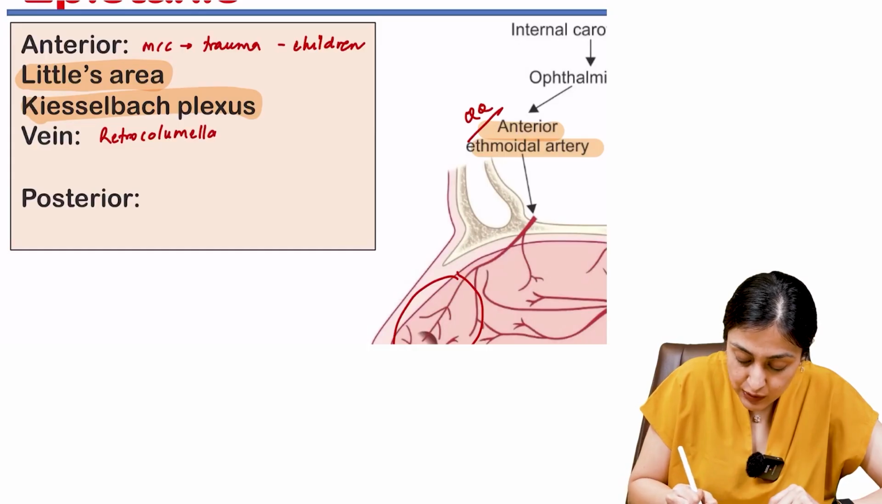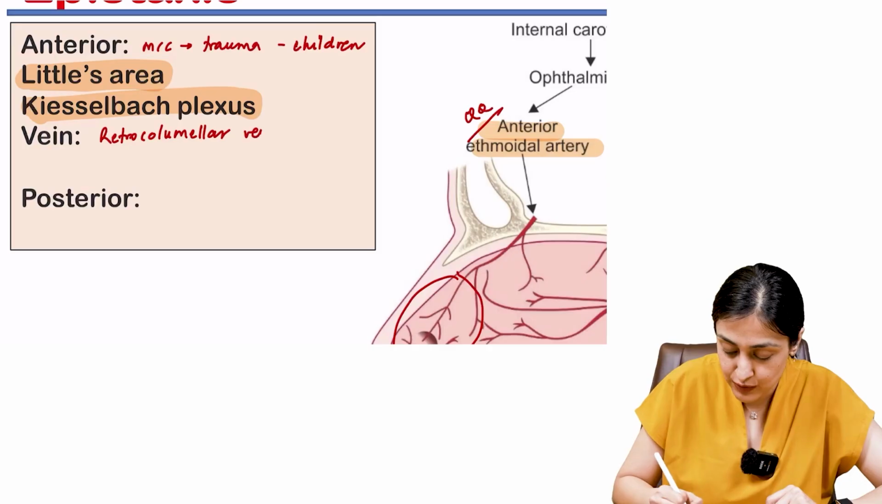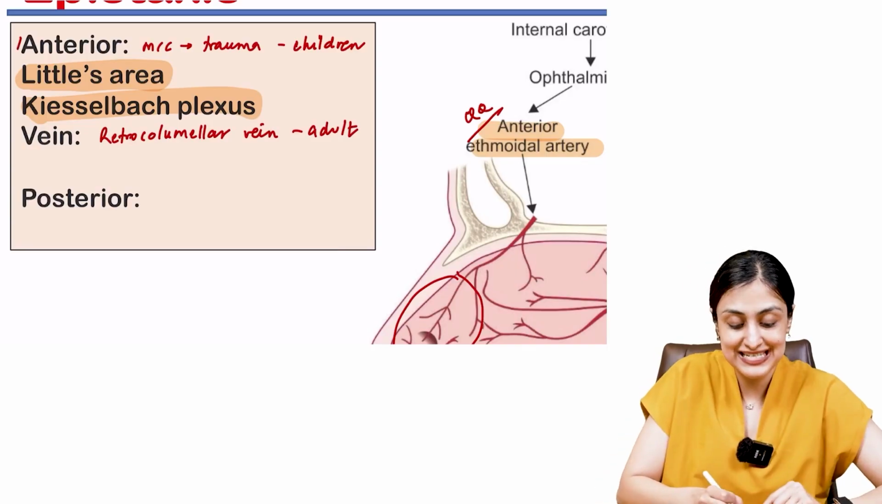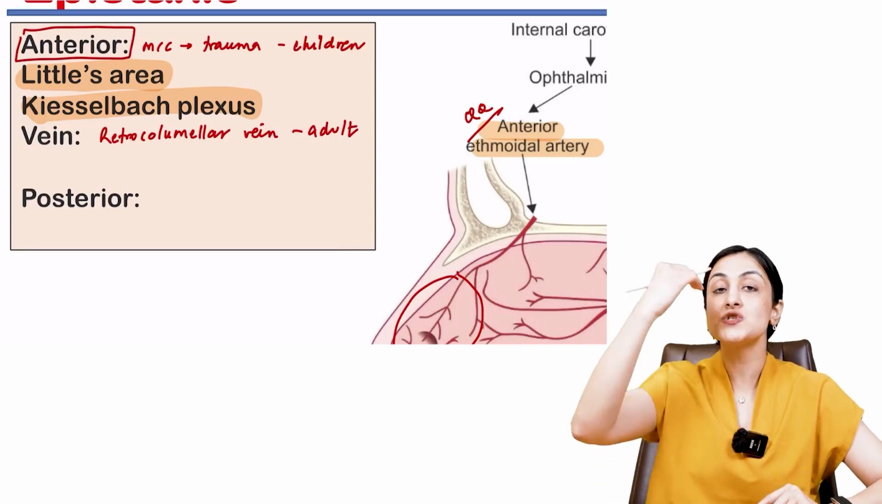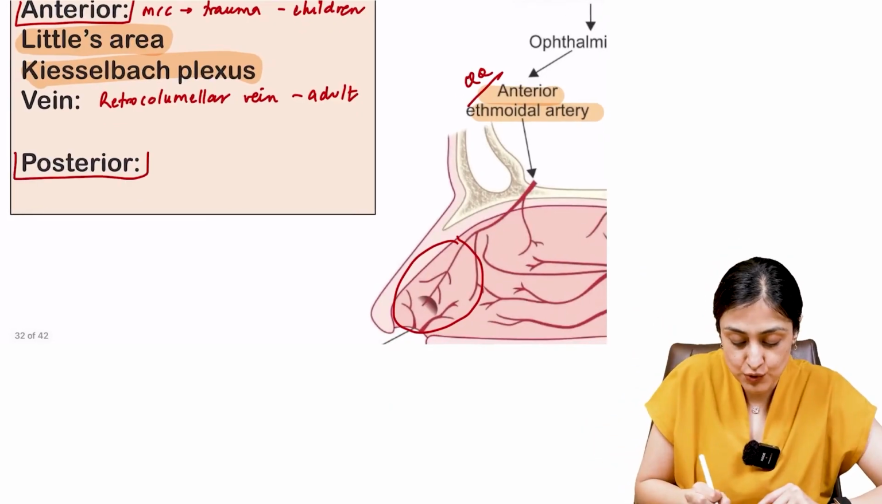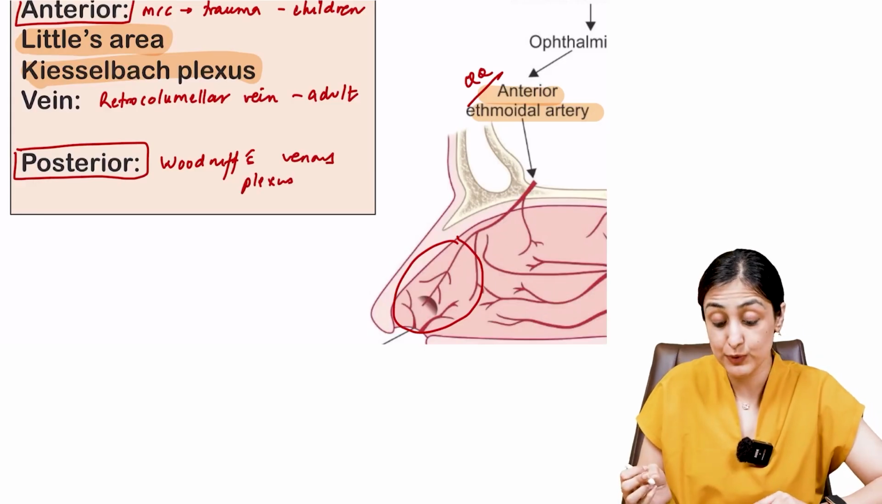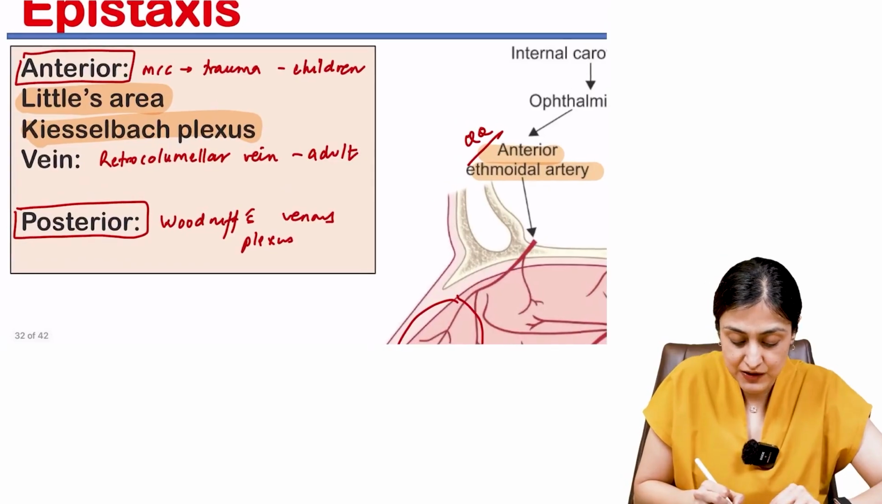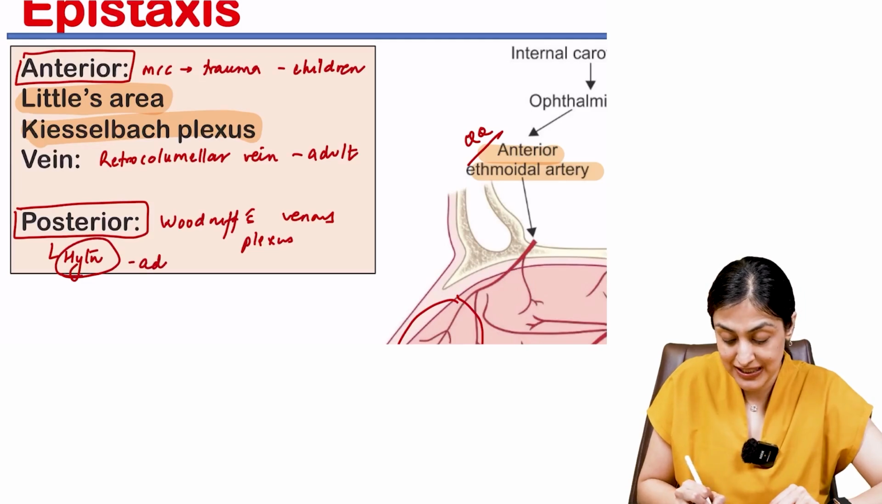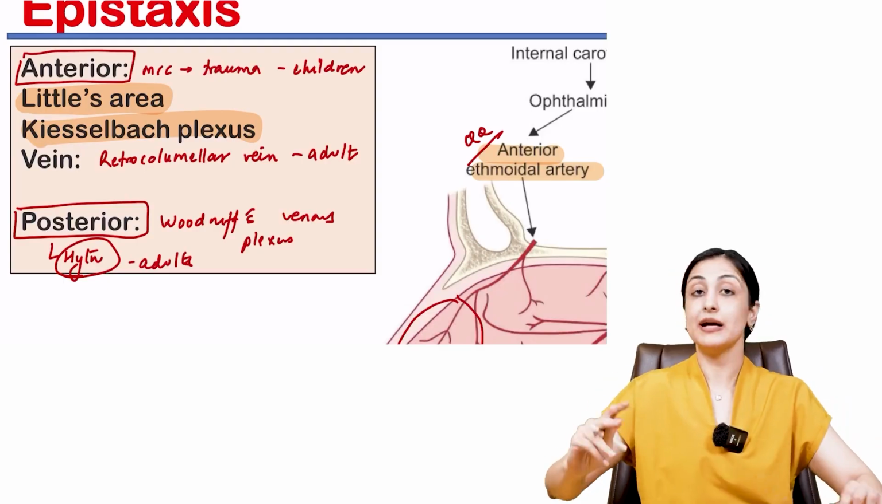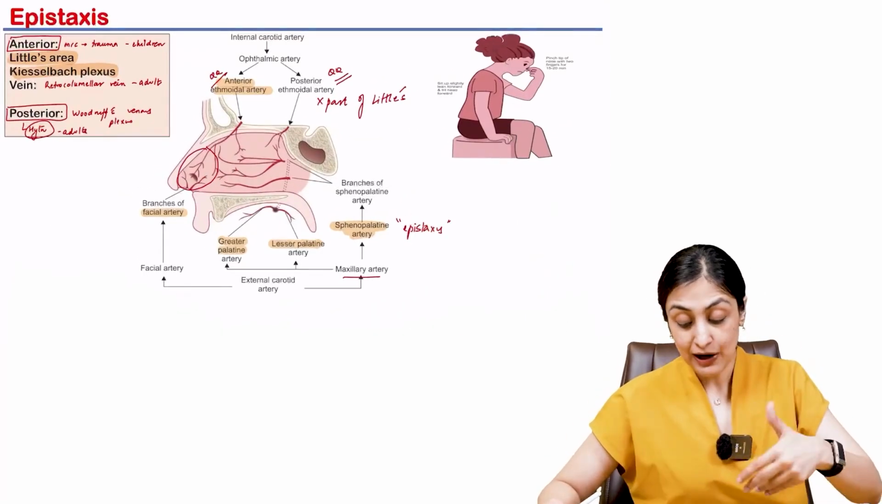So that's the vein of the anterior nose. So the retrocolumellar vein is what can bleed in adults when it is anterior, remember. If there is posterior epistaxis, the cause is usually a venous plexus called Woodruff's plexus. So Woodruff's venous plexus is the most common cause of bleeding in posterior epistaxis, and the risk factor here is hypertension. So this is what happens in adults, right? Hypertension, posterior epistaxis. Okay, how do we manage?